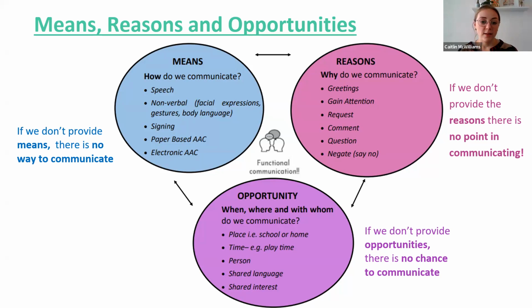And then the last thing to consider in this model is the opportunity. So we need to be thinking about the when, the where, and the with whom. So whether that's in school or at home, out and about, are we doing this at playtime, bath time? Have we got key communication times during the day, or are we using this all of the time? Who we're communicating with, and whether there's that shared language and shared interest as well. And we need those opportunities, otherwise there's no chance of communicating.